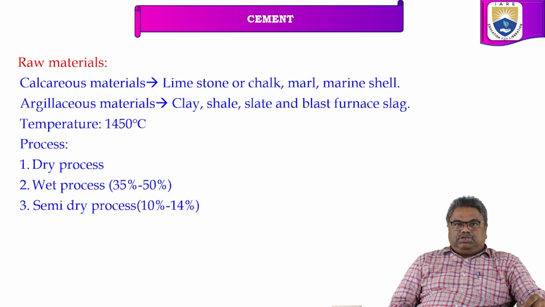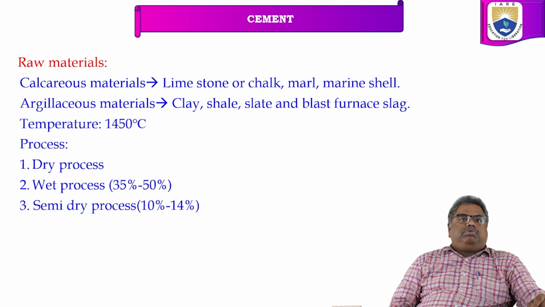And argillaceous materials are clay, shale, slate, and blast furnace slag. So by using these two materials, we will make the cement. The temperature to make the cement is around 1450 degrees centigrade. With this temperature only, we can make the cement.